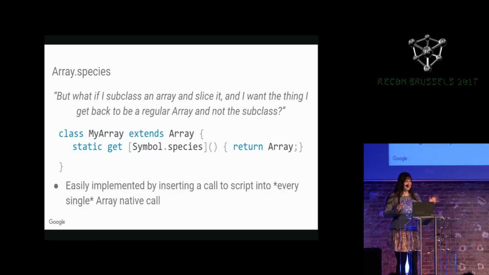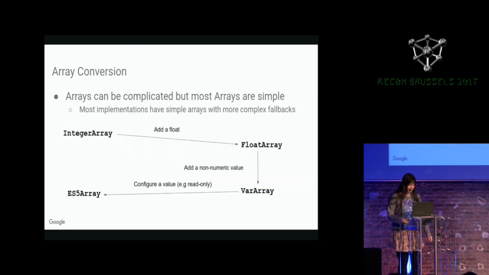And of course, instead of picking one, why don't we make this a configurable property? And then you can specify which one you want. And this is, of course, easily implemented by inserting a call to script into every single native array call. So that basically impacts everything you do with an array and makes it vulnerable.